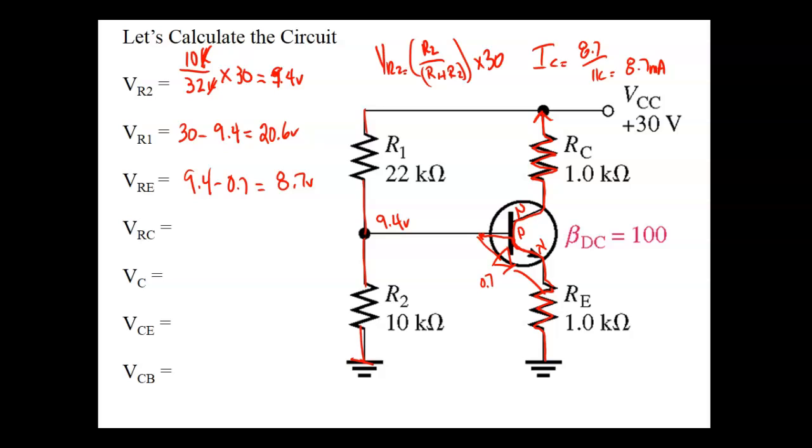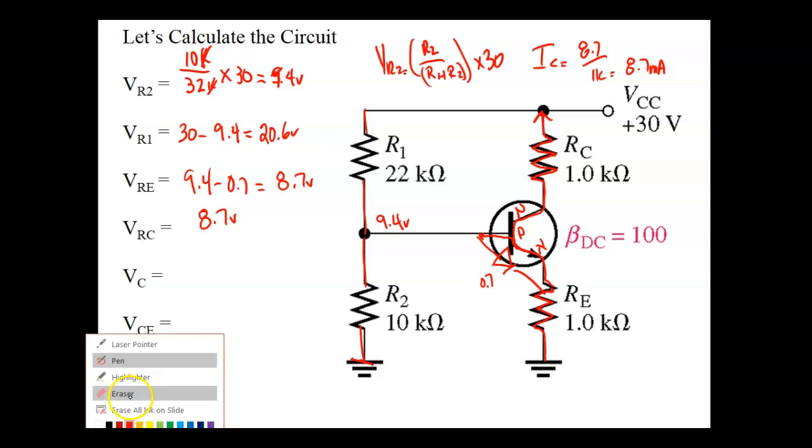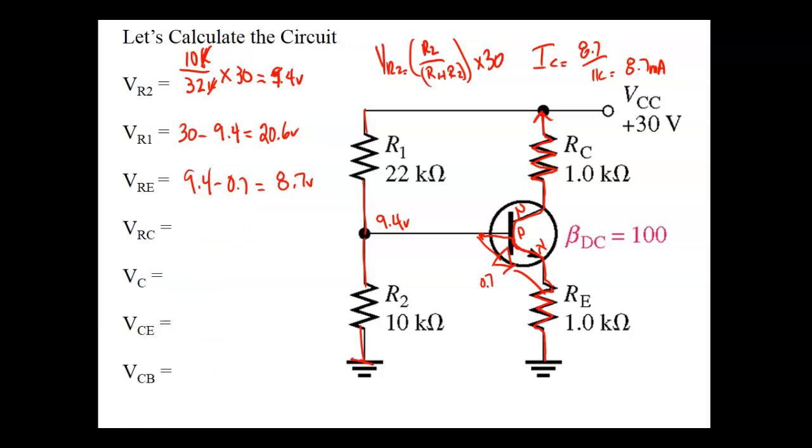So what's VRC going to be equal to? It's going to be 8.7 volts, right? Everybody understand that? So I'm going to show you the math. So VRC is going to be equal to IC, which is a series circuit. So once I calculated it here, I know it's there, right?